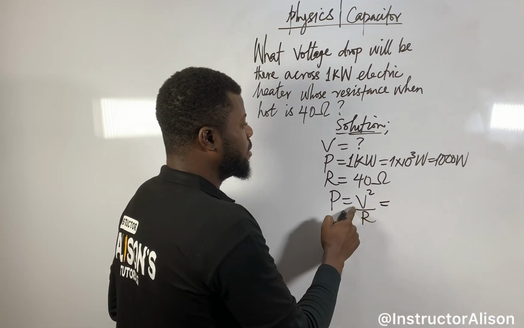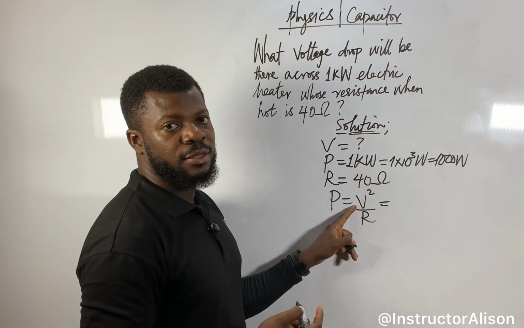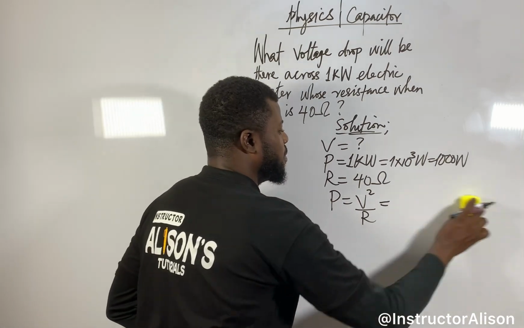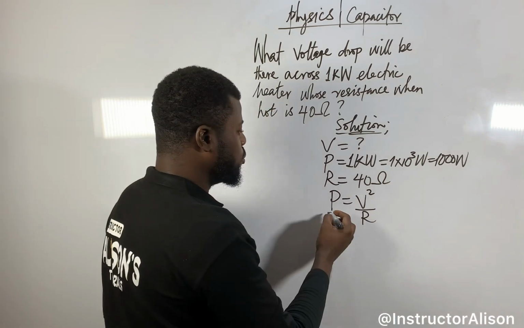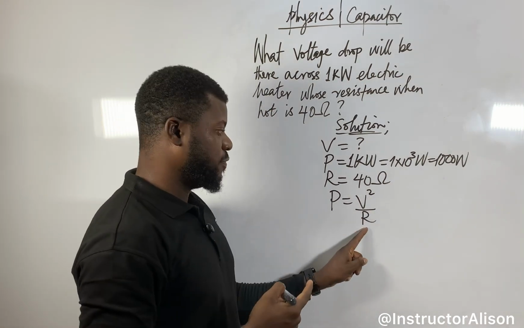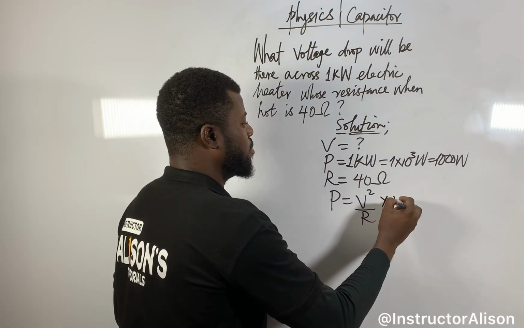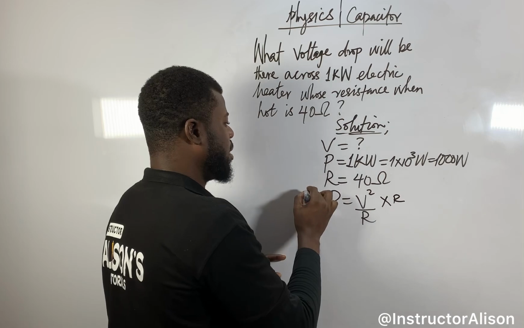So now what will be V? V is what they want us to find. So we just make V the subject of the formula. See what I will do. Instead of cross multiplying, the best thing, if you want to remove this R from the denominator, is to multiply both sides of the equation by R. Multiply both sides by R.